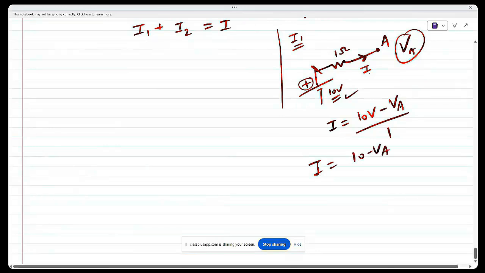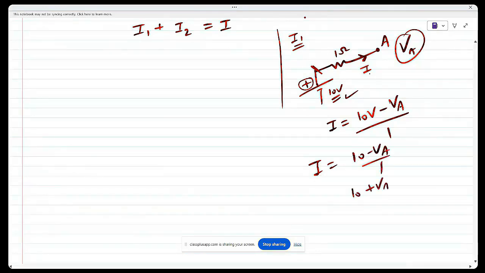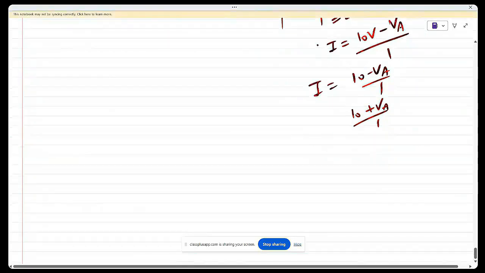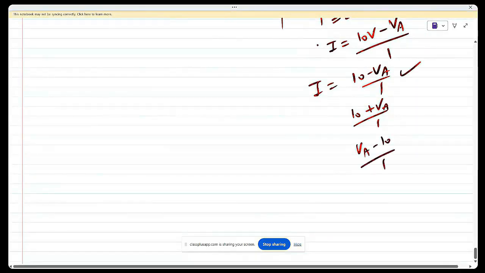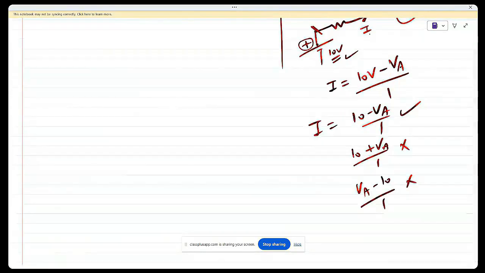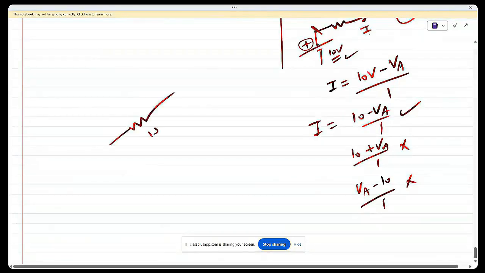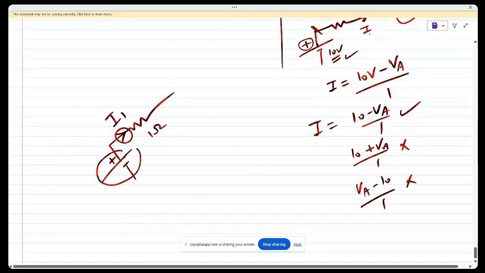You can ask, sir, why minus? Why not 10 plus VA upon 1? Why not VA minus 10 upon 1? Why this, why not this and this? The simple answer is, this is a 1 ohm resistor, no issue. We have assumed the direction of current in this manner, and here the plus terminal of the battery is connected, which means this assumption is supporting the polarity of this one. That's why this voltage will dominate, this 10 volt will dominate.